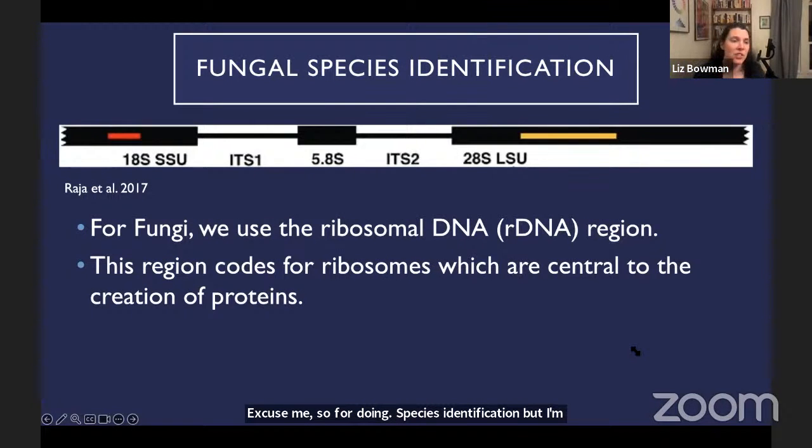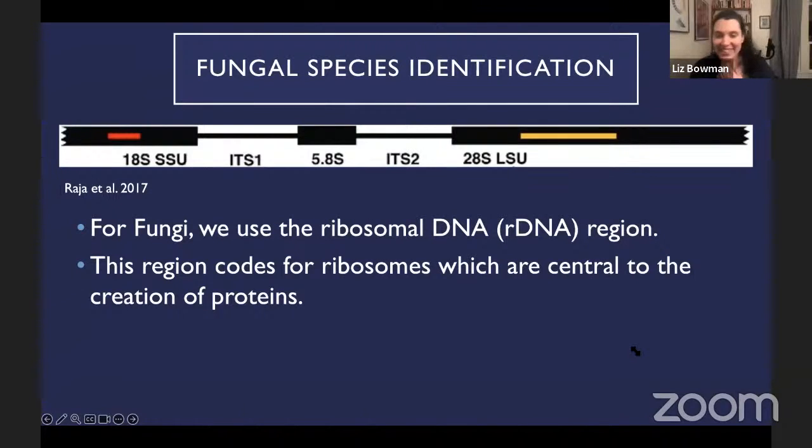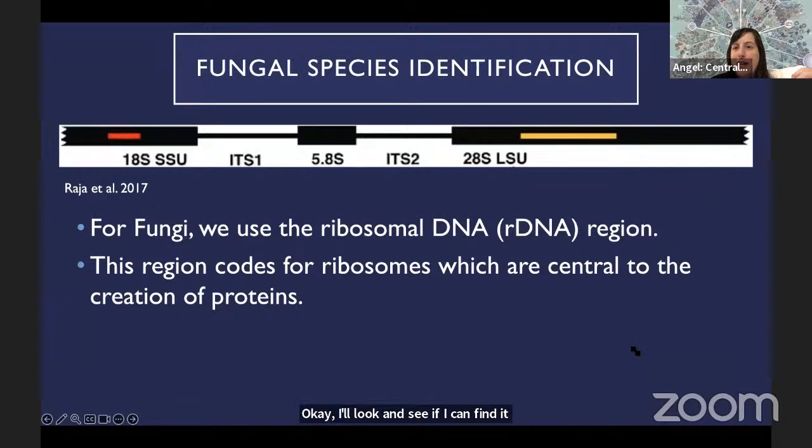I think the limitation is that it's a relatively new method, so there just haven't been a lot of protocols developed for fungi, but I'm sure very quickly there will be because it's so accessible. I'll do a quick Google and see if I can find that class. Is it in the fungal sequencing Facebook group? It is. Okay, I'll look and see if I can find it before the end here.